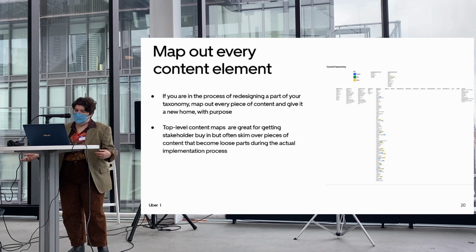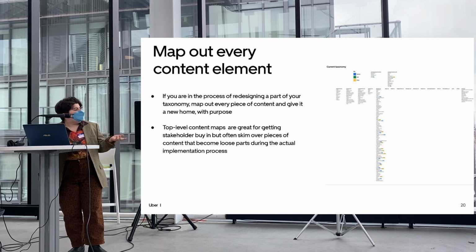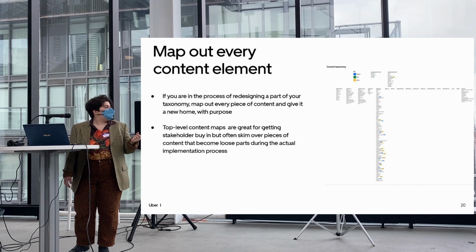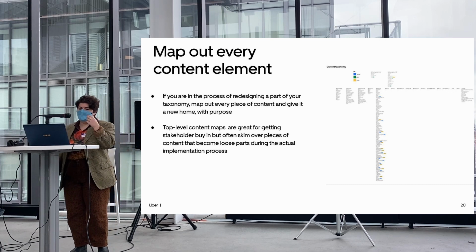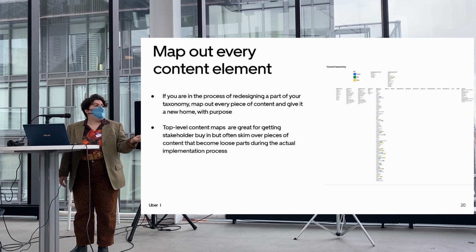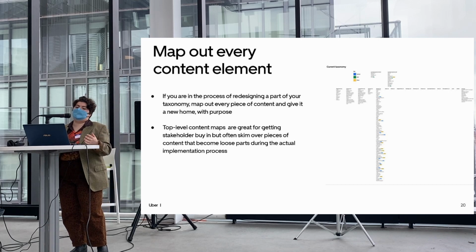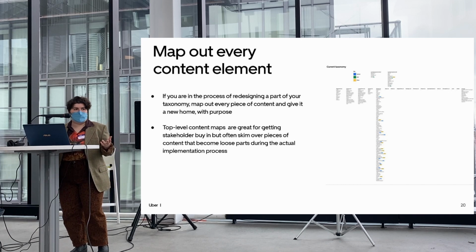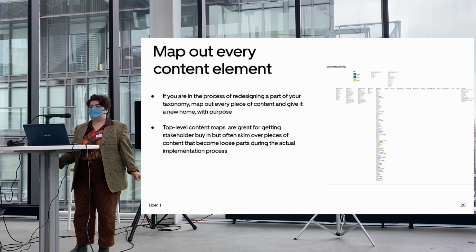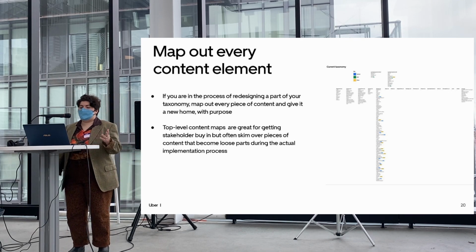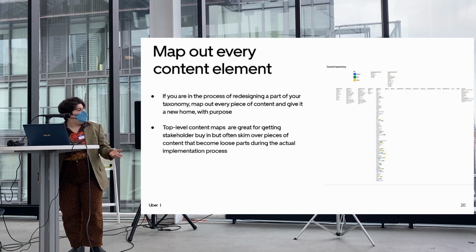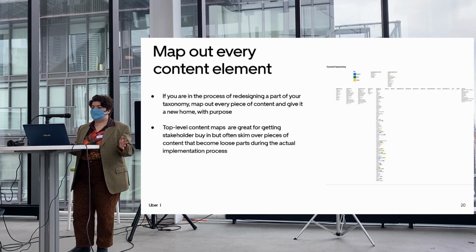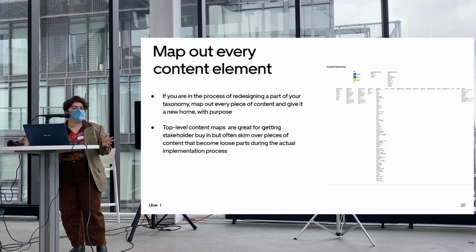So what I see a lot in the product teams, design teams, is that for stakeholder buy-in, we use really high-level content maps, and that's fine because wider stakeholders don't want to see where you're going to put that little rewards tab or things like that. It's not catchy. It's not the kind of thing that's going to win over and get you buy-in. But that means that we skim over the content that becomes a loose part during the actual implementation process, and then it ends up being filed into the junk drawer.